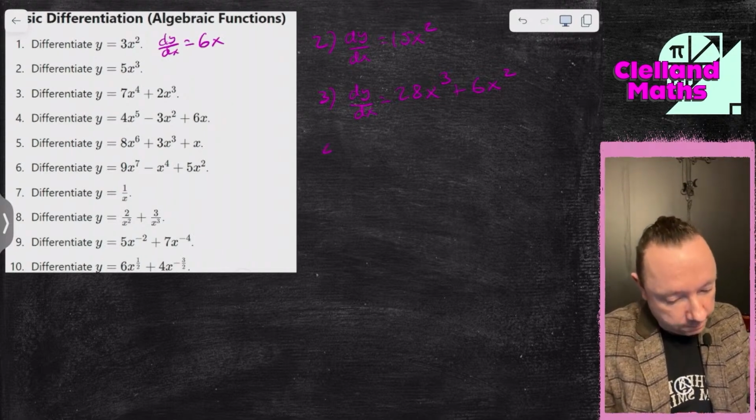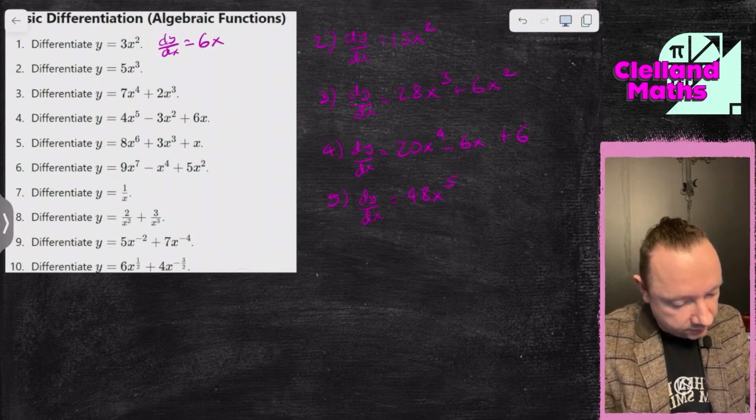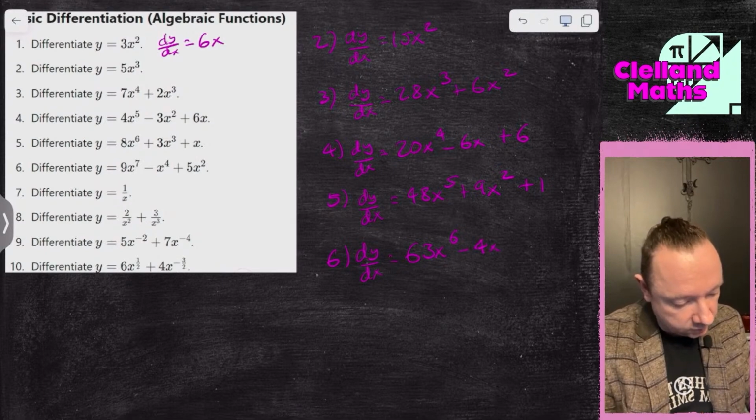Let's try number 4. dy by dx again. 5 4s is 20x^4. 3 2s is 6x. And then plus 6. That's working good. Let's move on to number 5. dy by dx. So we've got 8 6s is 48x^5, 3 3s is 9x squared, and x is just 1, plus 1. Okay, number 6. dy by dx, 7 9s is 63x^6, minus 4x cubed, 2 5s is 10, and then I've got an x.